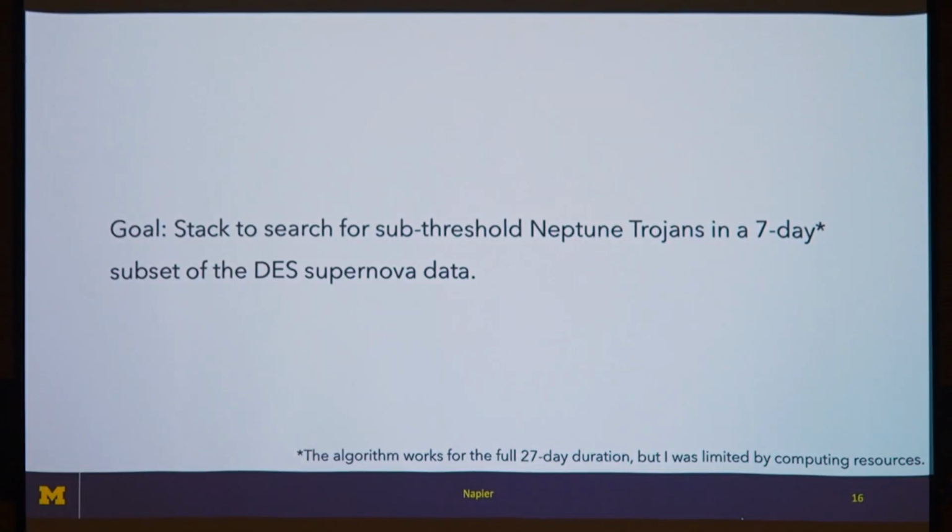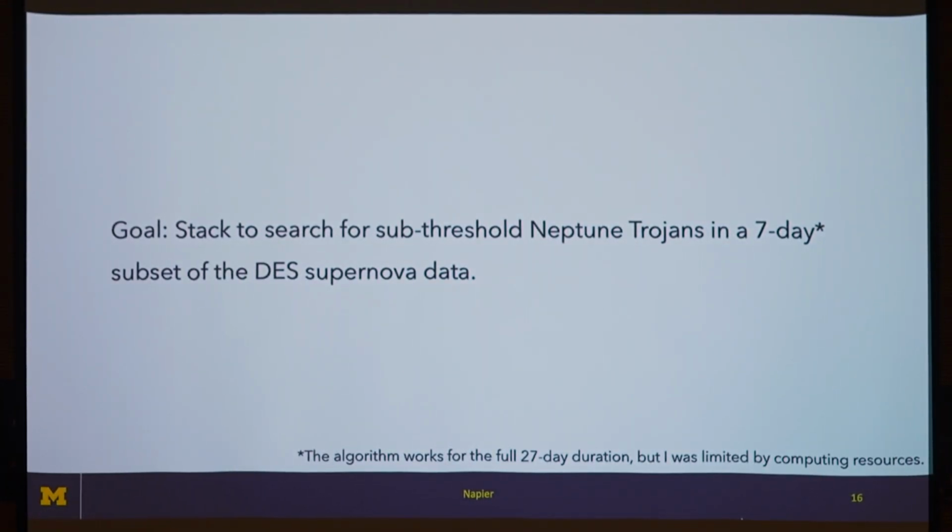Well, I'm going to talk about a new project that I've been working on called HelioStack. Our goal here for this demonstration is to stack searching for subthreshold Neptune trojans in a 7-day subset of the data that I just talked about. The algorithm does work on the full 27-day duration, but I was limited by computing resources, right?